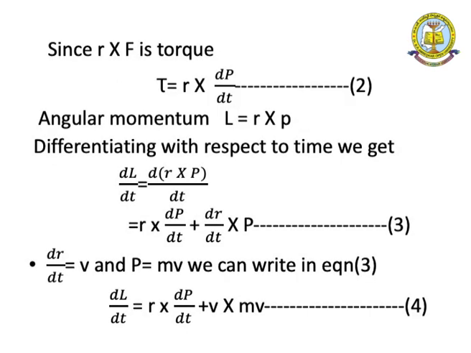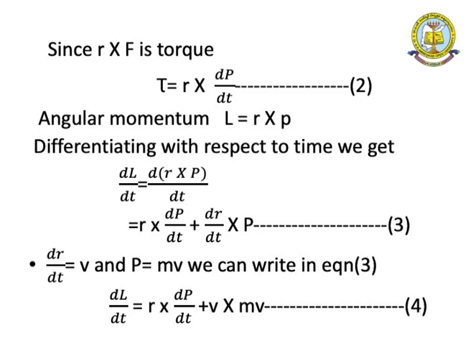Since r cross F is the torque, torque is equal to r cross dp by dt. Now, what is the angular momentum? It is the product of the position vector and the particle's momentum, that is L is equal to r cross p.